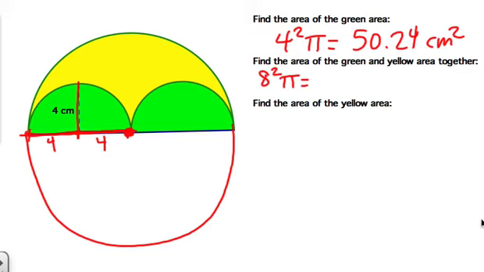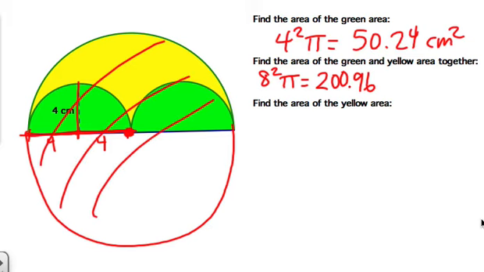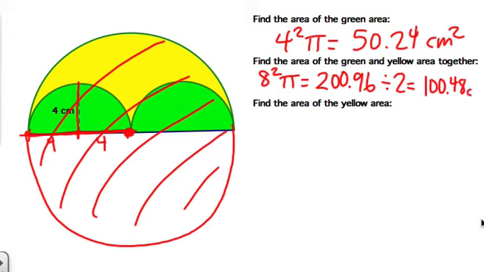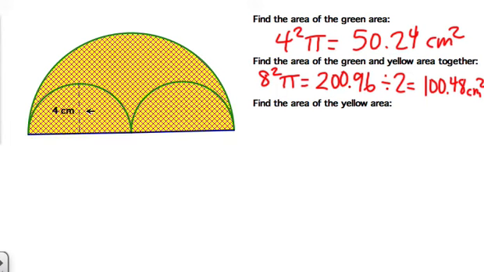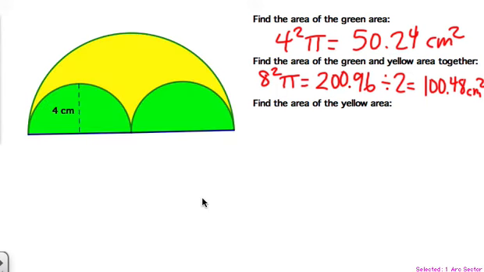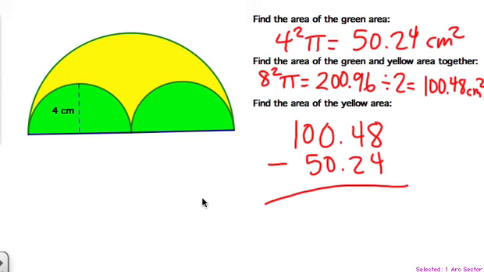But like I said, that would be if we had this whole circle, and we don't. We only have half of it. So what I want to do is divide it by 2 to just get half of it. That leaves me with 100.48 centimeters squared. Okay, so I found the area of the entire shape, and I found the area of the green part. Now it wants the yellow part, just like every other problem we've done. If we have the area of the entire shape, and we take away the green part, we're left with the yellow part, okay?